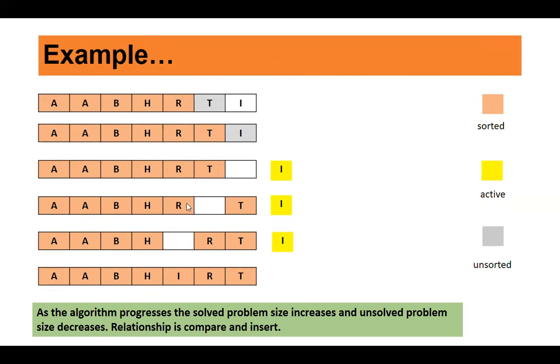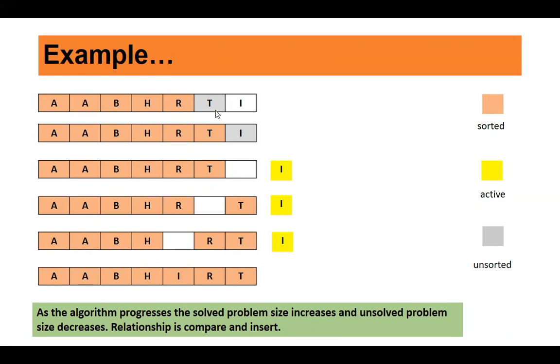Now compare I with R. R is also greater than I, shift R. R is shifted here. Now you compare I with H. H is smaller than I. So just insert I here in this position. Now your whole list is sorted.